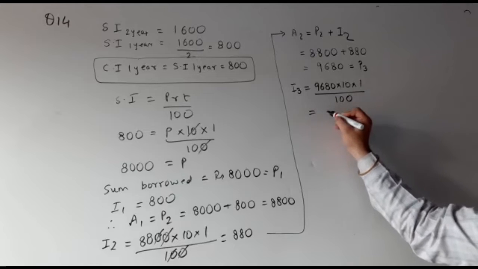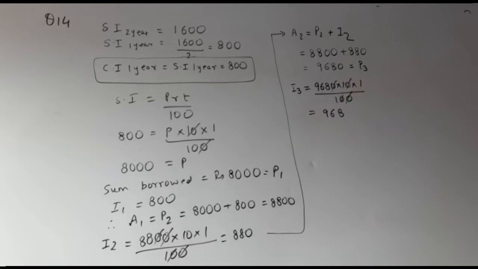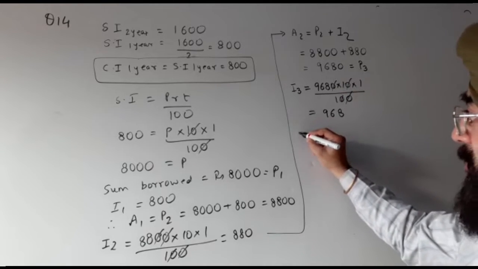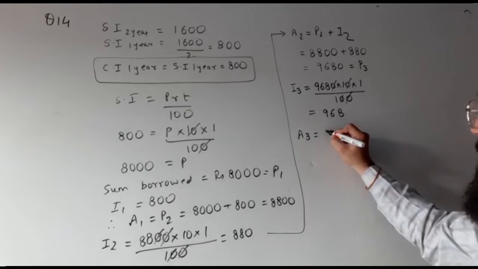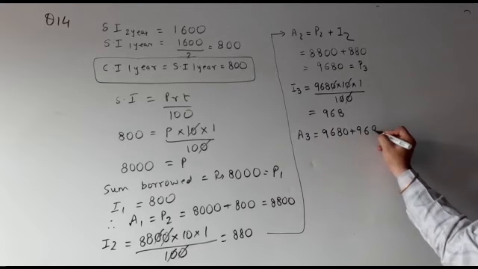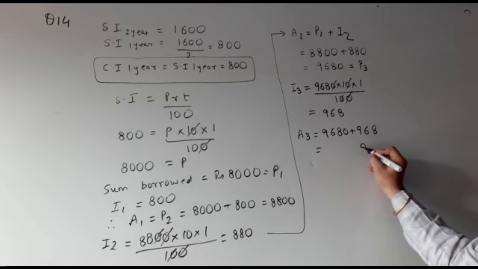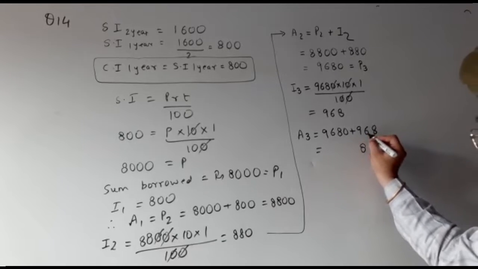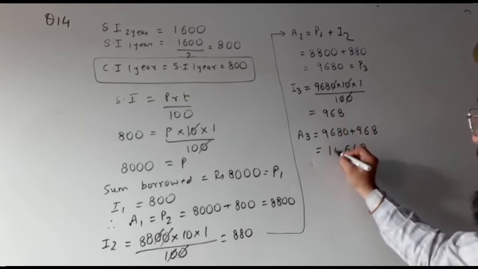And therefore you can see it comes out to be 968 because 2 zeros get cancelled. So I3 comes out to be 968. Therefore you can calculate A3 as P3, which is 9680 plus 968. So this comes out to be 10648. 6 plus 8 is 14, carry 1, 10, 16, carry 1, 10648.